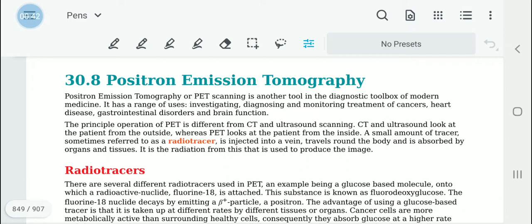The basis of PET operation is different from CT and ultrasound. In CT and ultrasound, the patient is observed from outside, but in PET it is using a radio tracer. We look at the patient from the inside. This radio tracer is injected into a vein. It travels around the body, and this tracer will be absorbed by organs and tissues, and that radiation will produce an image.